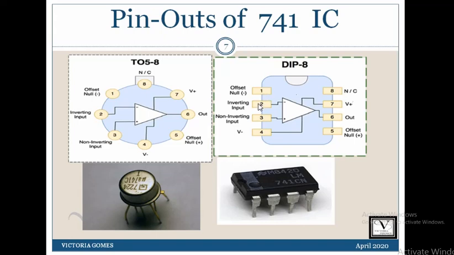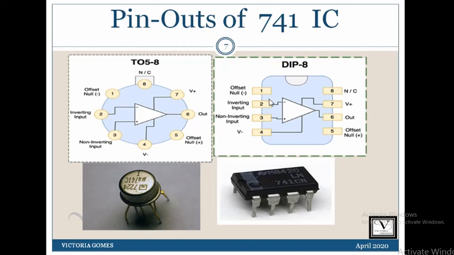Pin number 2 and pin number 3 are the input pins. Pin number 2 is known as the inverting input pin, and pin number 3 is known as the non-inverting input pin. If a signal is applied to terminal 2, the output will be 180 degrees out of phase with respect to the input. On the other hand, if a signal is applied to terminal 3, there will be no phase reversal.